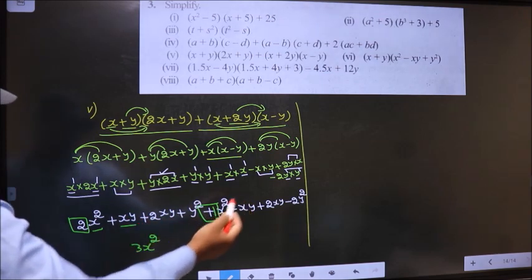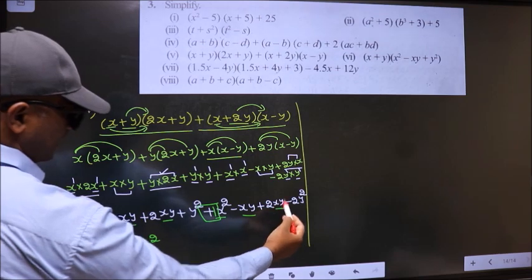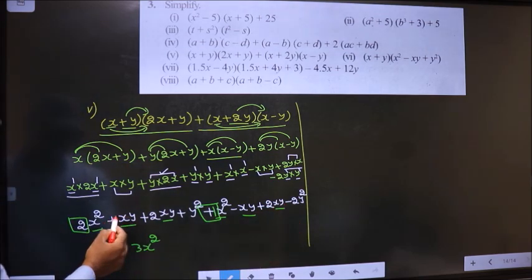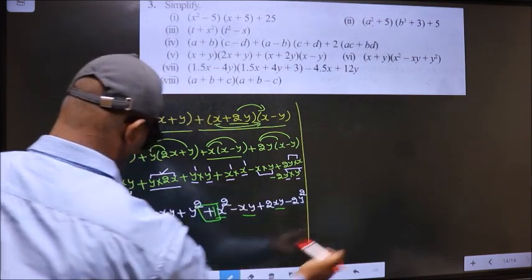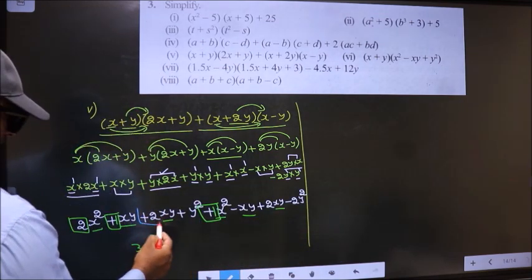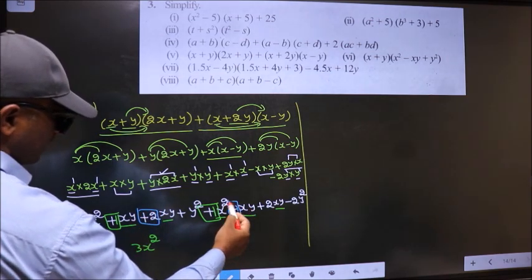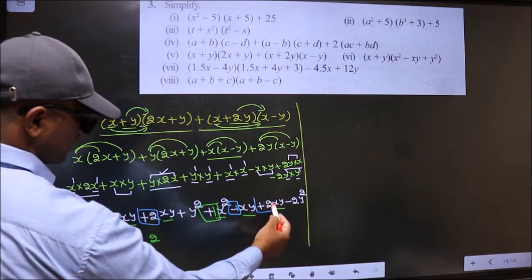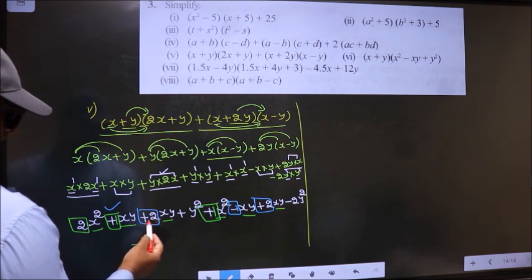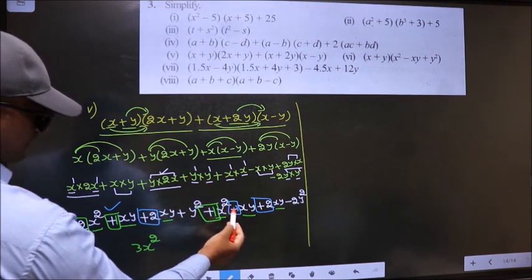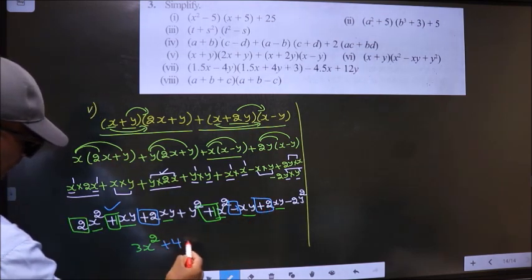Do we have xy term anywhere else? Yeah, here and also here and here. So number before xy here is plus 1 and here before xy is plus 2 and here before xy is minus 1 and here before xy is plus 2. So plus 1 plus 2 is plus 3, minus 1 is plus 2, plus 2 plus 2 is plus 4, xy.